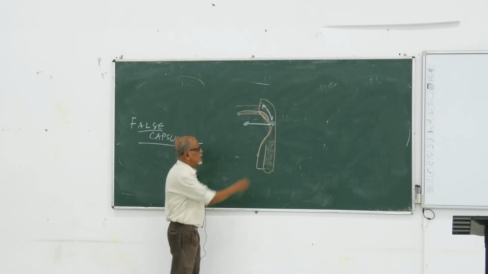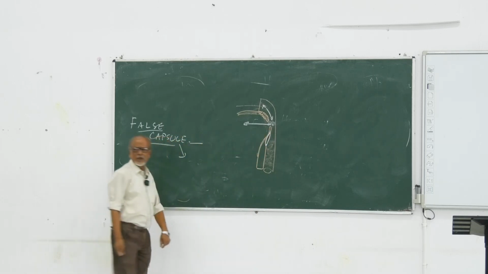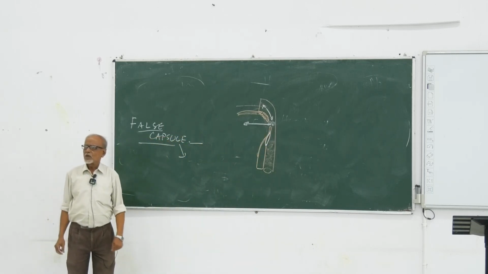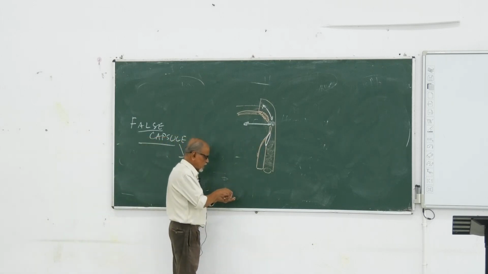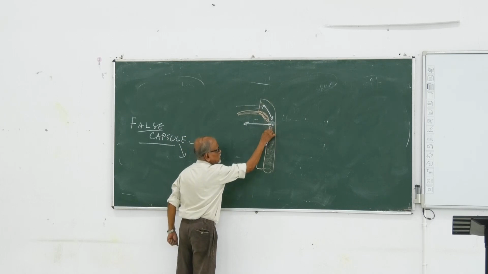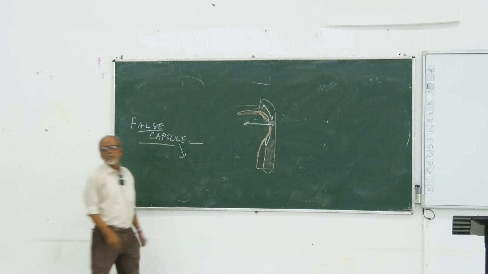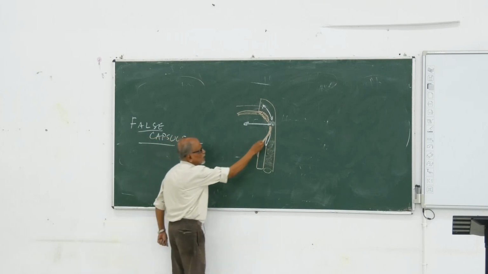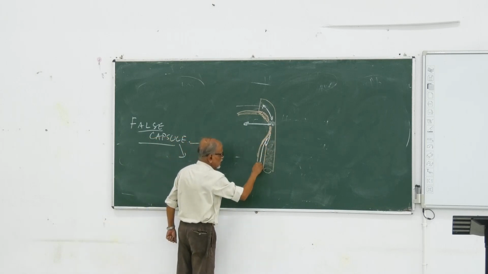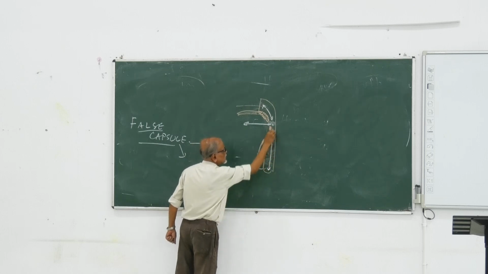This is the laryngeal inlet. And this thing that I have shown, this is nothing but the epiglottis, the epiglottic cartilage. So this is the laryngeal cavity. And this is the laryngopharynx.